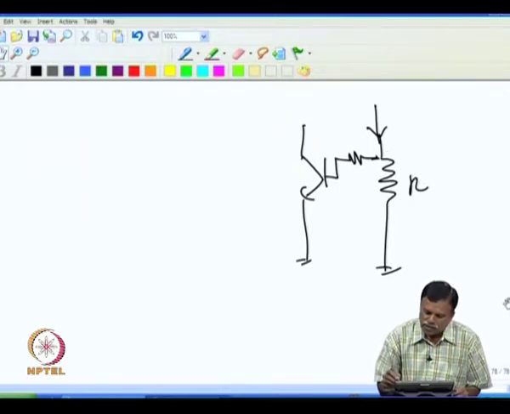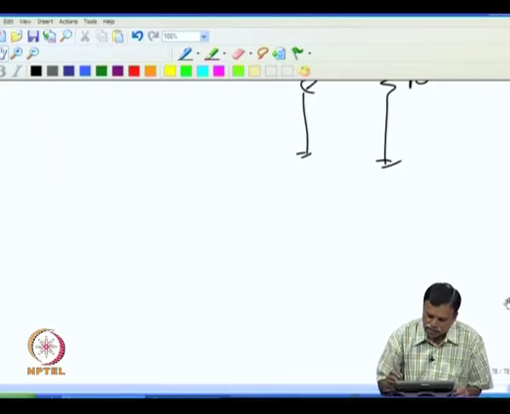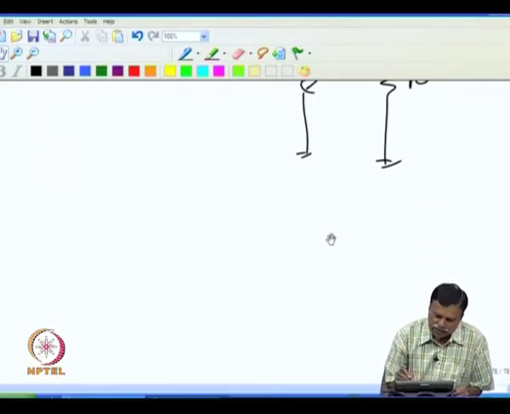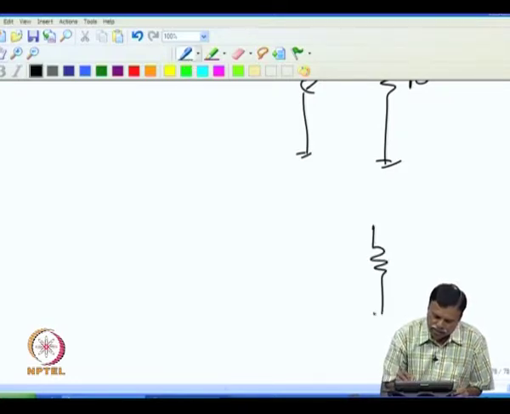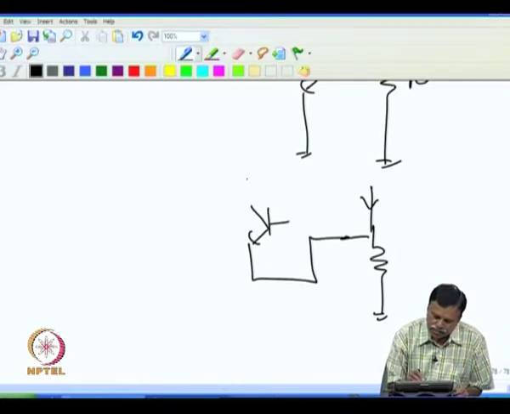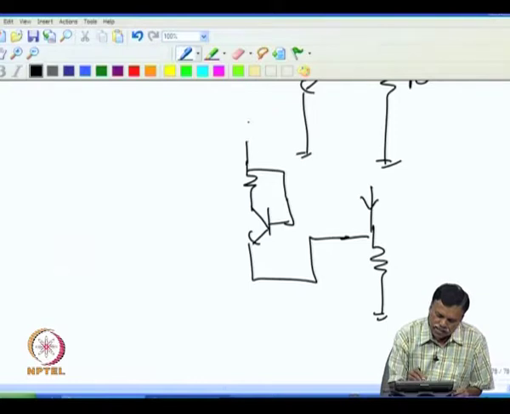This problem is not there in the circuit which we have discussed so far, because if you look at the circuit very carefully, what we have done is that we have taken the load current, and this is connected to the emitter of the transistor, and the base is connected through this, and this is connected to a constant current source.